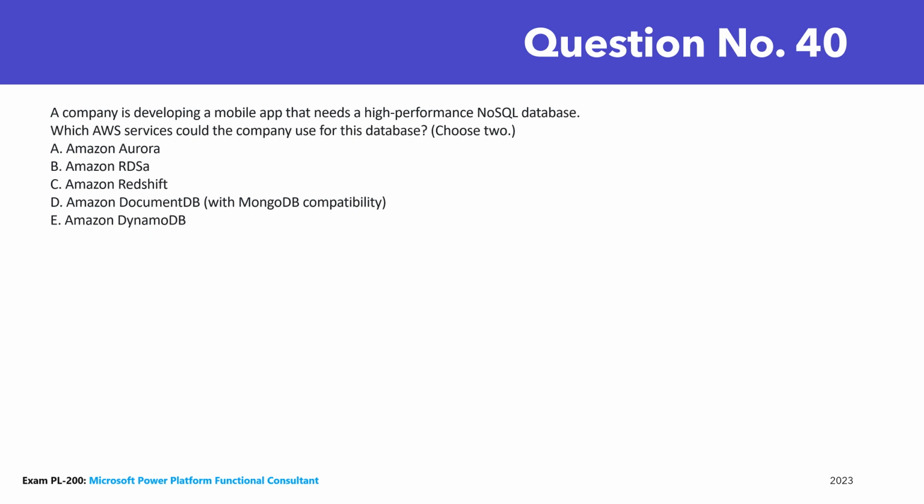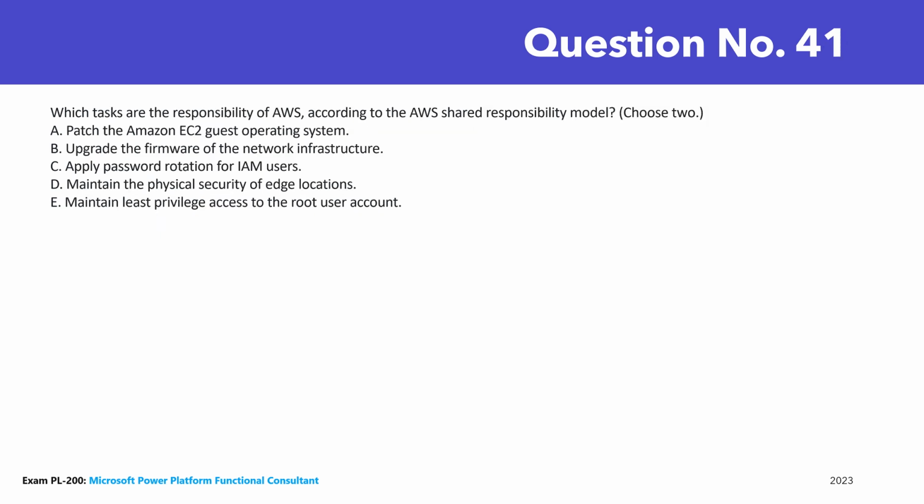A company is developing a mobile app that needs a high-performance NoSQL database. Which AWS services could the company use for this database? Choose 2. A. Amazon Aurora. B. Amazon Keyspaces. C. Amazon Redshift. D. Amazon DocumentDB, with MongoDB compatibility. E. Amazon DynamoDB. Correct answer, B, E.